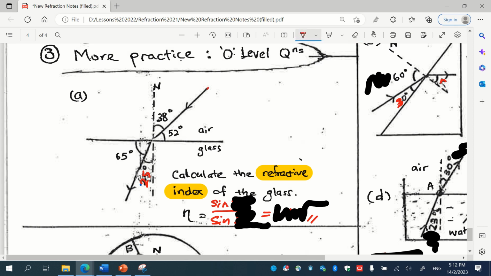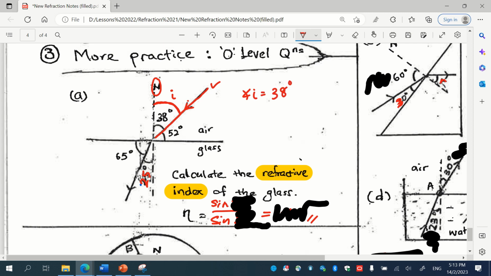The incident ray is the one that comes down to the glass surface. So if this is the incident ray, who is my incident angle? The 38, this one, okay? Between the normal line and the incident ray. That is my angle I. So my angle I is 38 degree.